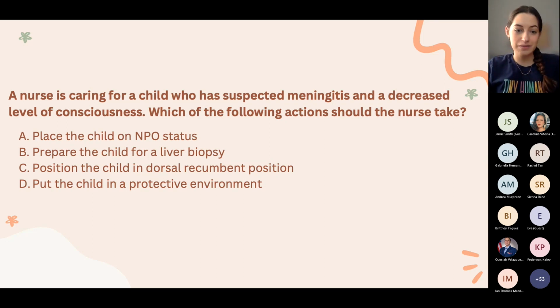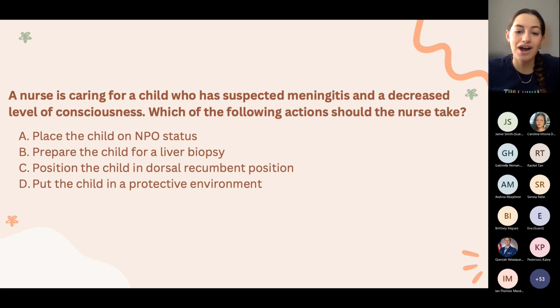All right, let's go over this one because this one is a little tricky. But the key word here was decreased level of consciousness. With the rationale, because this one tripped me up a little bit too, you're going to want to place the child on NPO status because of that decreased level of consciousness, they're at a risk for aspirating. So obviously, safety first in everything that we do. We're going to want to make them NPO so that we reduce that aspiration risk.